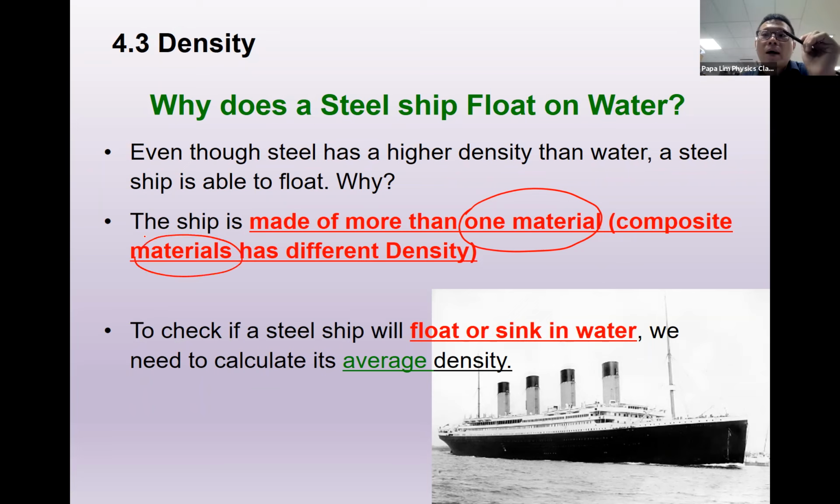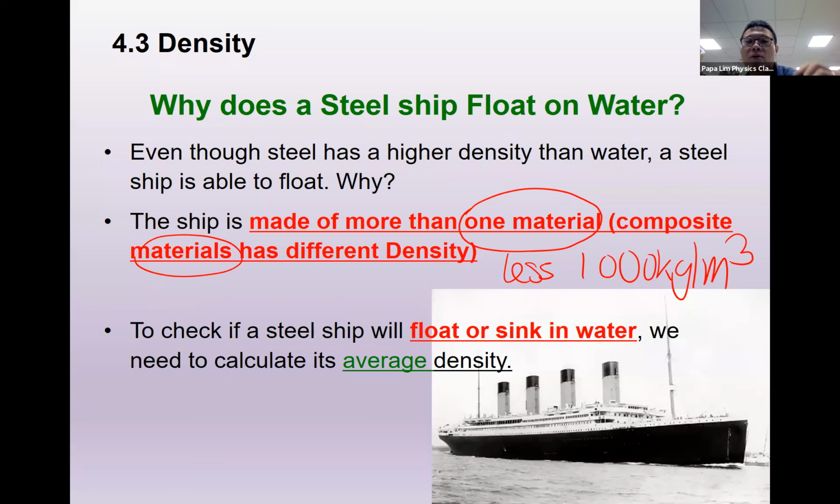They will have a combined density that, surprisingly, is less than 1000 kg per meter cubed, less than water. And because of that, the ship is able to float on water, on the sea itself, because the average density of the ship is much lighter than water.